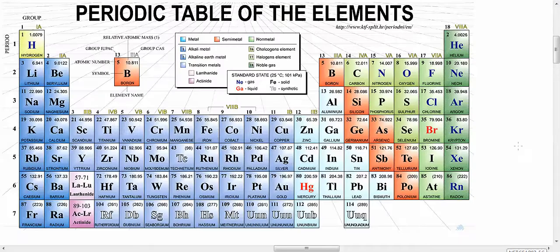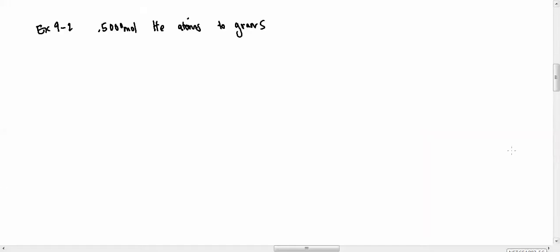at the periodic table. And the nice thing about the periodic table is, see this number right here? This is your molar mass. And so for helium, it's 4.0026. So for every 1 mole of helium, that is equal to 4.0026 grams of helium.